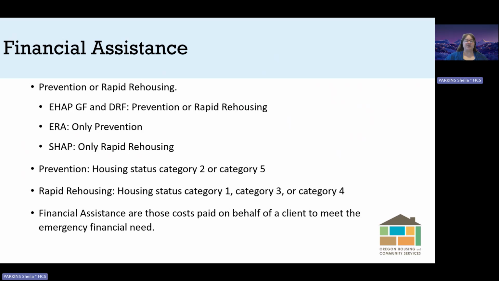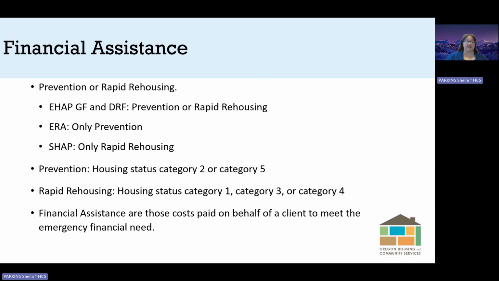Let's move on to financial supports for clients. OHCS funds can be used for either prevention or rapid rehousing. It is important to recognize that while EHAP general funds and DERF funds can be used to support either prevention or rapid rehousing, ERA can only be used to support prevention costs, and SHAP can only be used to support rapid rehousing costs.